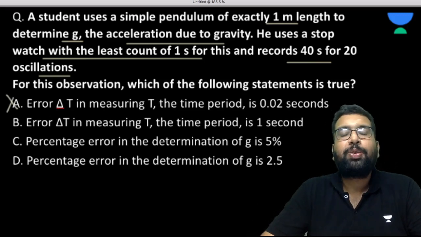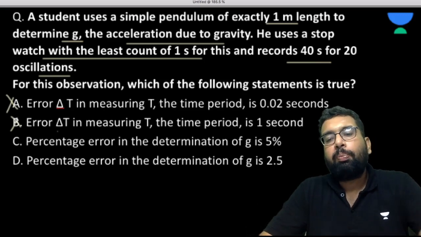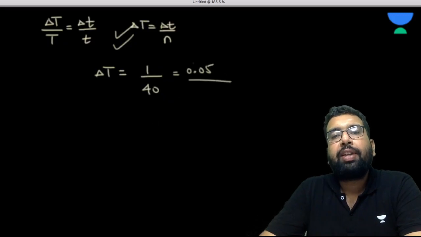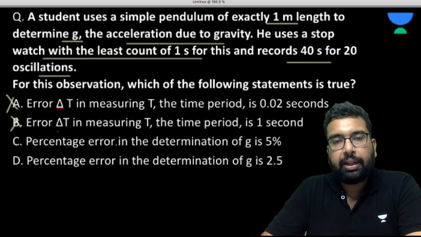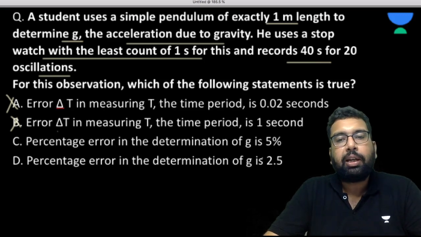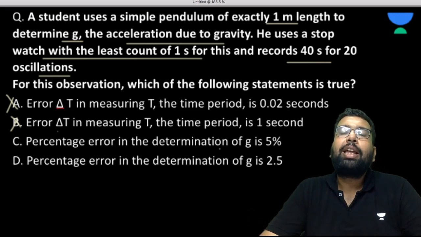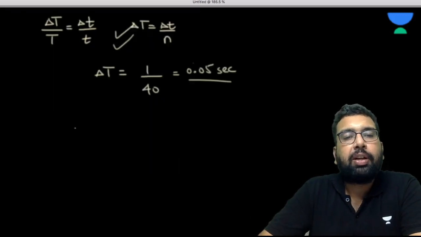So this is the wrong option. The error in measuring t, the time period, is 1 second. This is also wrong because it is 0.05 second. Now let's see this. Percentage error in the determination of g is 5% and 2.5%. So obviously in options C and D only one could be correct. So let's use the formula.